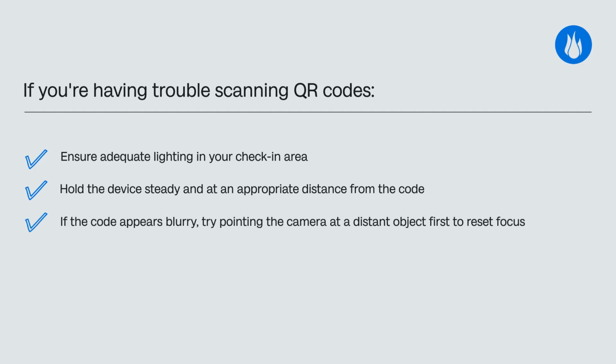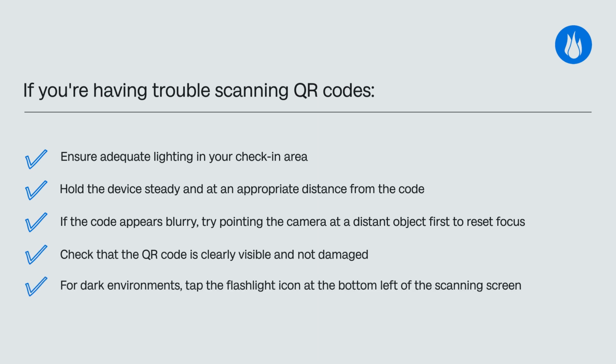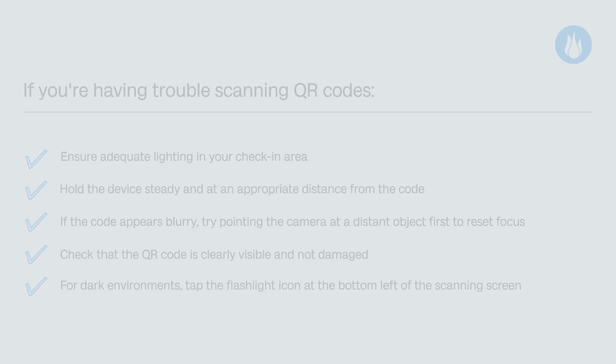If the code appears blurry, try pointing the camera at a distant object first to reset focus. Check that the QR code is clearly visible and not damaged. For dark environments, tap the flashlight icon at the bottom left of the scanning screen.